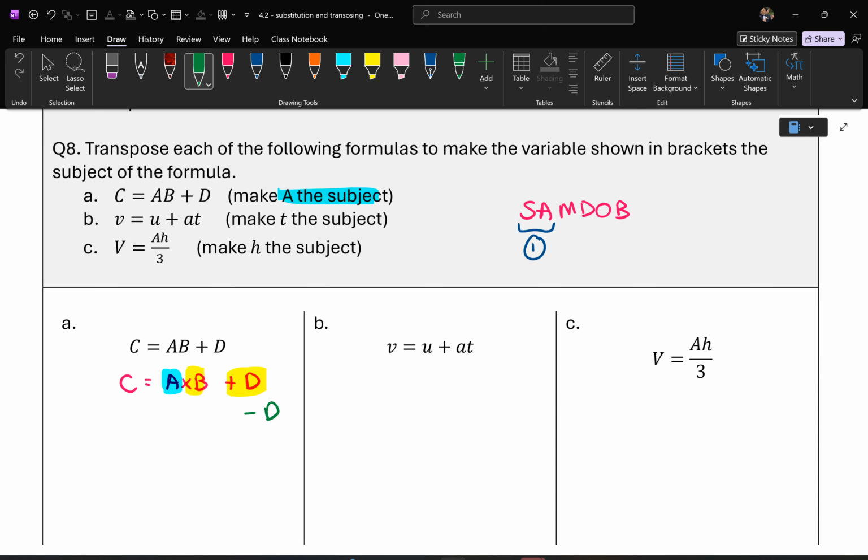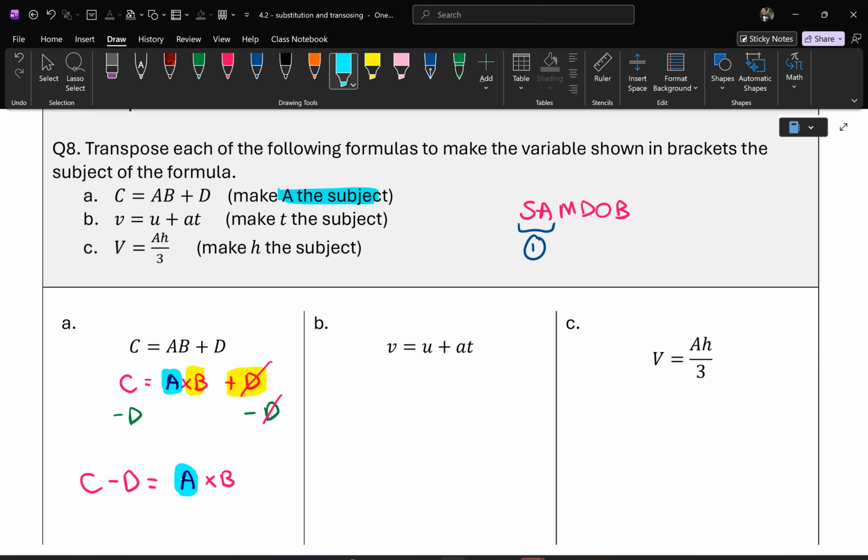But whatever you do to one side, you have to do to the other. So here, I then minus D on the left as well. So you minus on the right, you must minus on the left to keep it balanced. This now leaves it as C minus D on the left. D subtract D, or positive D take away D, will cancel out to be 0, or it's gone. So all I have left now is A times B.